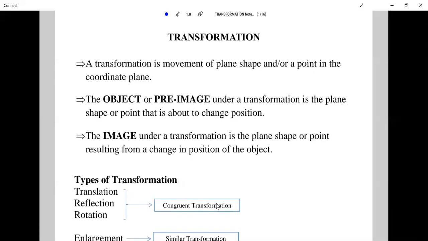After you have moved the object, the point, the shape that you move it to is called the image. Essentially, that's what it's saying. The shape that is about to move is called the what? The object. And the shape that you move it to is called the image.